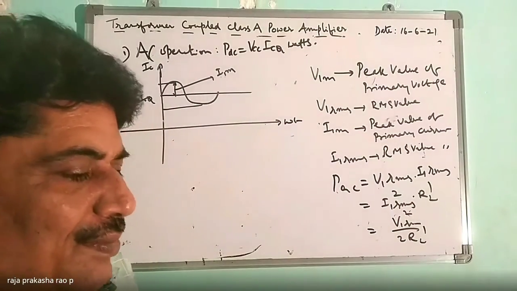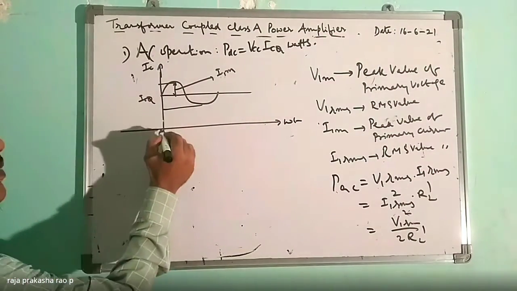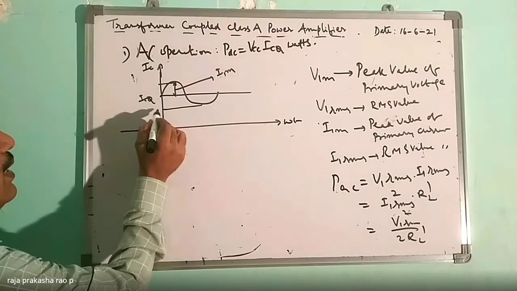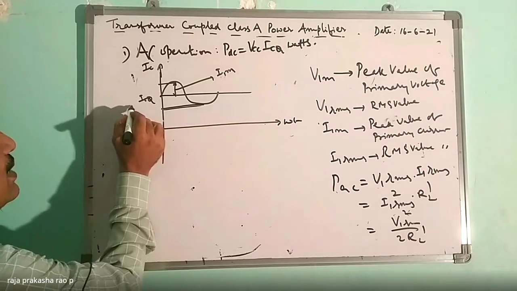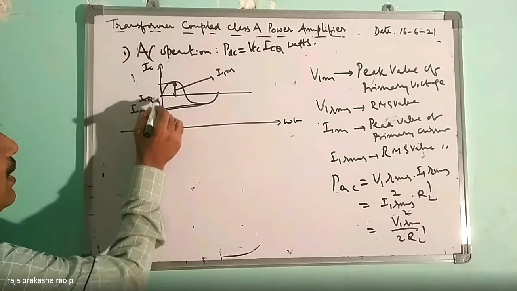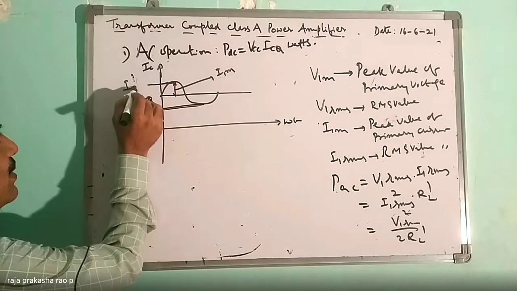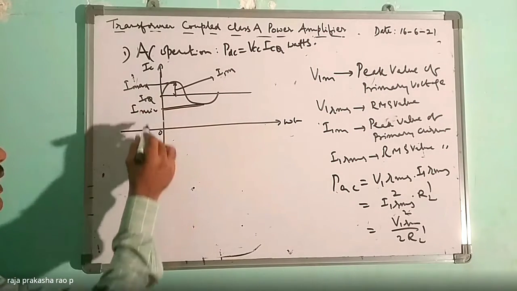I followed this. From 0 we get ICQ. And this is I min and this is I max. I min and I max.